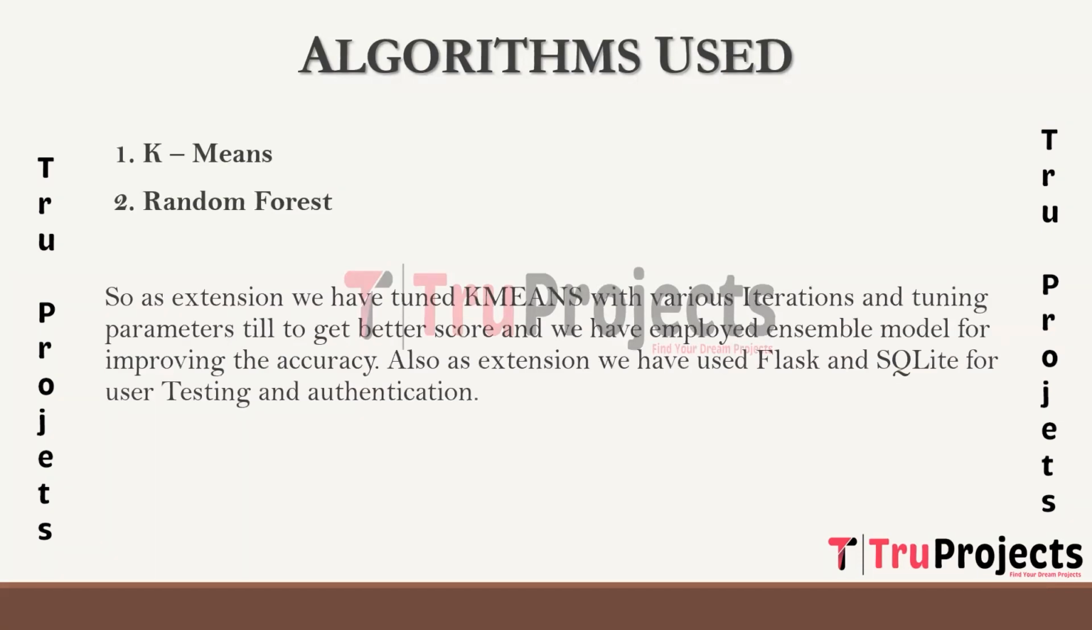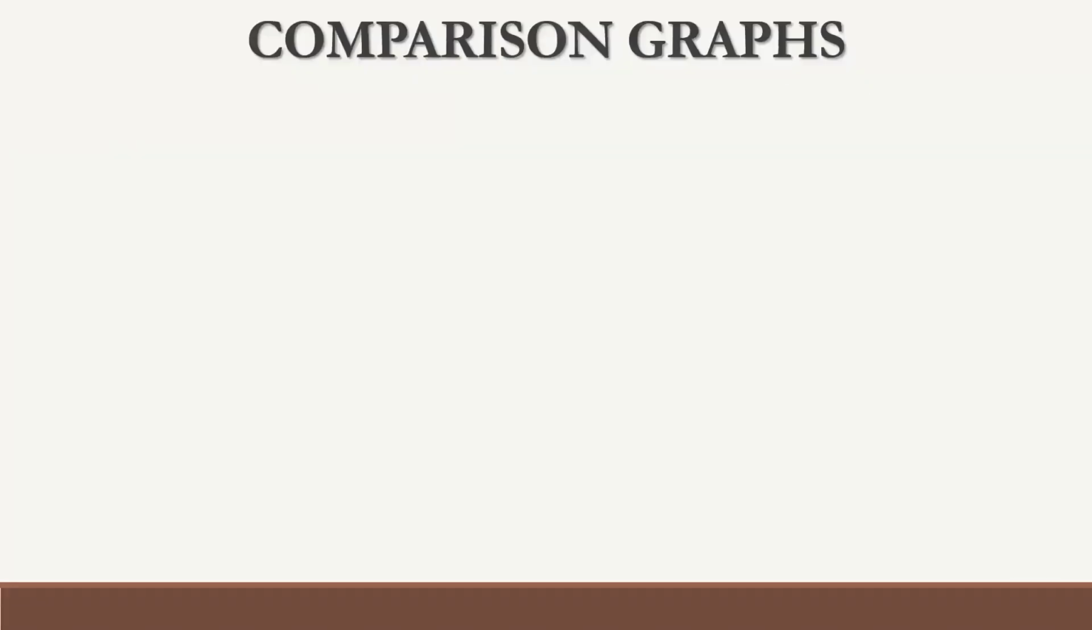As an extension, we have used K-means, tuned with various iterations and tuning parameters until we got a better score. And we have employed an ensemble model for improving the accuracy. Also, as an extension, we have used Flask and SQLite for user testing and authentication. We have evaluated this project using different evaluation metrics which are accuracy, precision, recall, and F1 score.